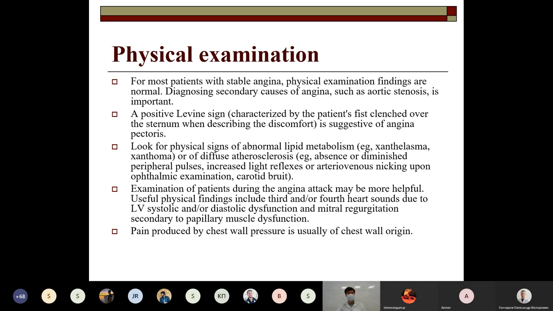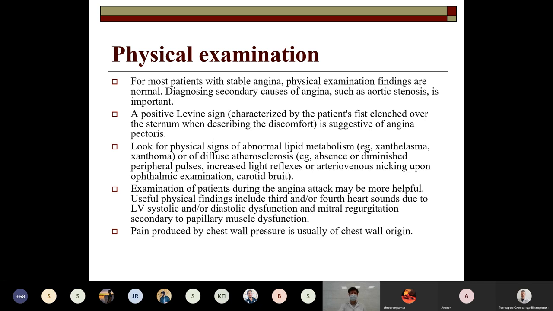Look for signs of abnormal lipid metabolism, diffuse atherosclerosis, and other situations associated with the involvement of the pathological process in other organs, including the brain, and please be sure that multifocal atherosclerosis can help you to provide the final diagnosis of CAD in a short time period. The examination of the patient with an angina attack may be more helpful, but in a silent clinical situation, it seems not to be easy.